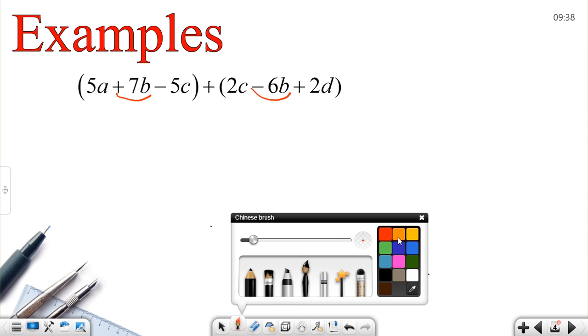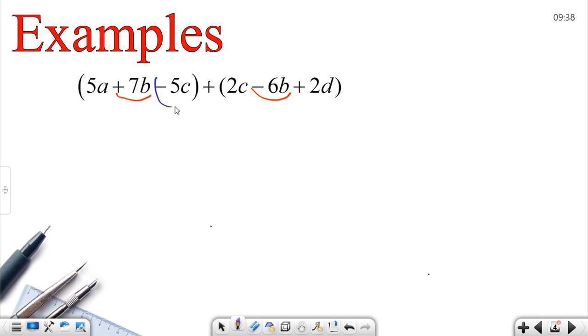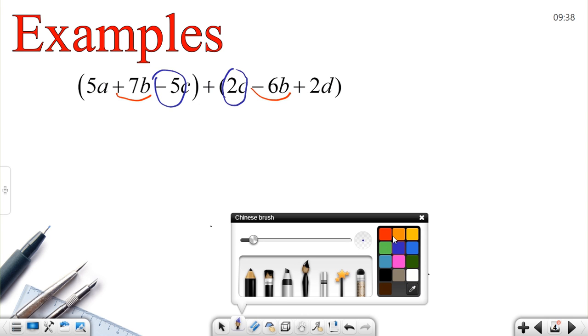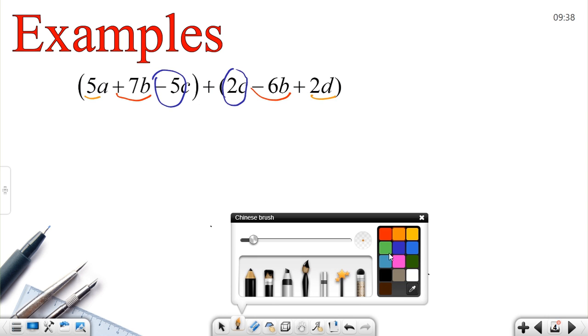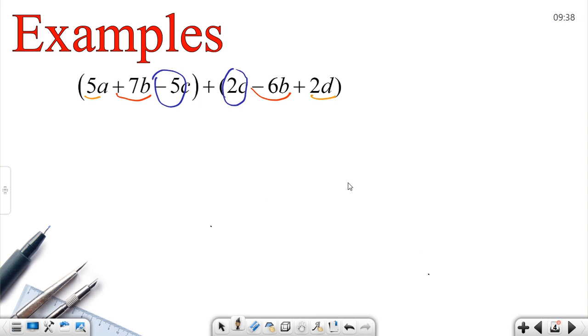There is a c, let me check the c. Let's use blue. Minus 5c, be careful here, and plus 2c. So these are the like terms. As you see, there are no like terms with 5a or 2d. They don't have any like terms in the other expression. So we will write 5a, just write the same, 5a.